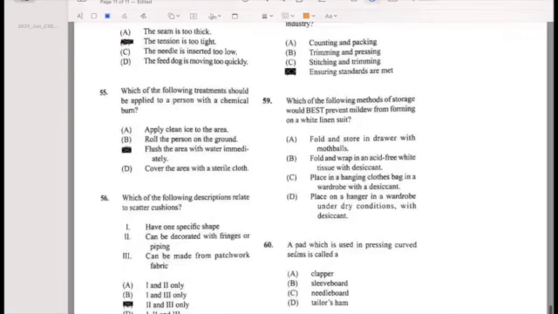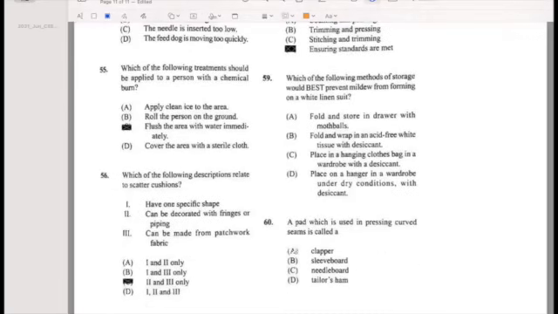59. Which of the following methods of storage would be best to prevent mildew from forming on a white linen suit? 59 is C. And our final one, a pad which is used for pressing curved seams, is called what?